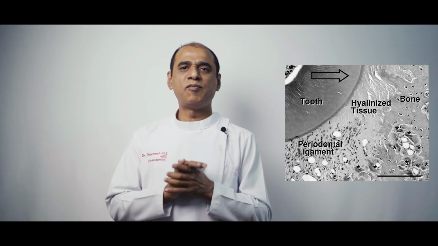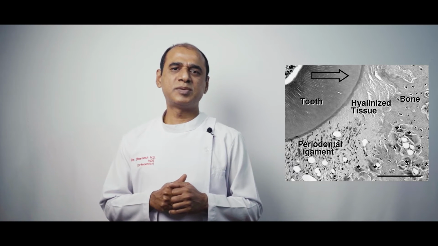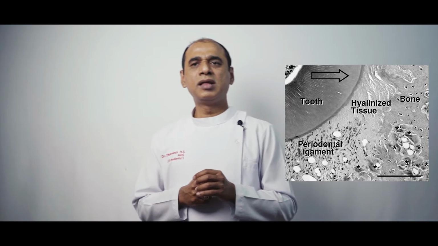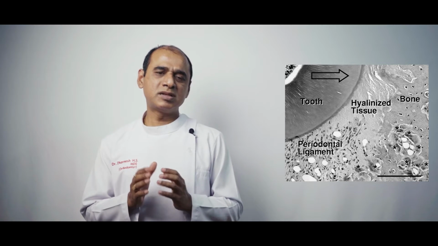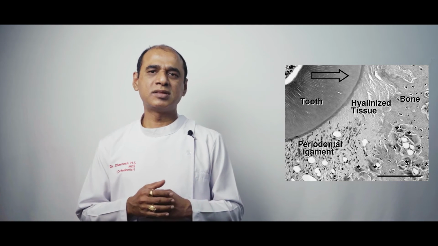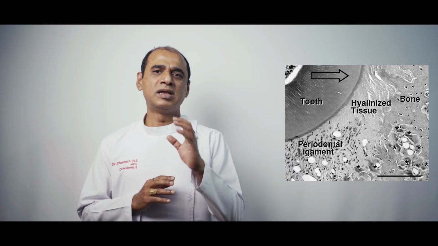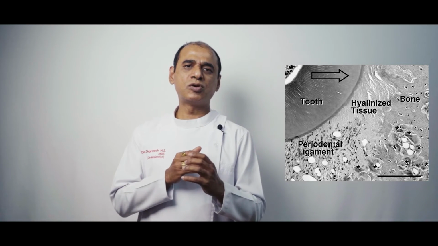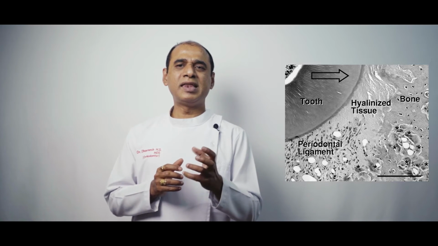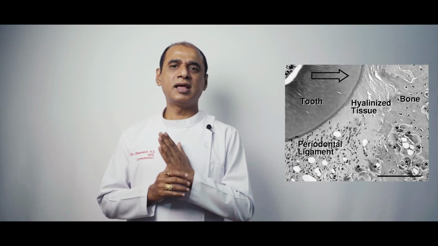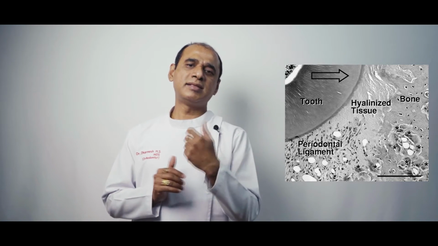Hyalinization. When the applied orthodontic force is more than the capillary pulse pressure, that is more than 20 to 26 grams per square centimeter, the blood vessels get compressed or occluded, which creates an area of sterile necrosis, that is cell-free zone. Histological appearance of this area when viewed under microscope will reveal an area without any cells, and such an area is called hyalinized area, and the process is called hyalinization.